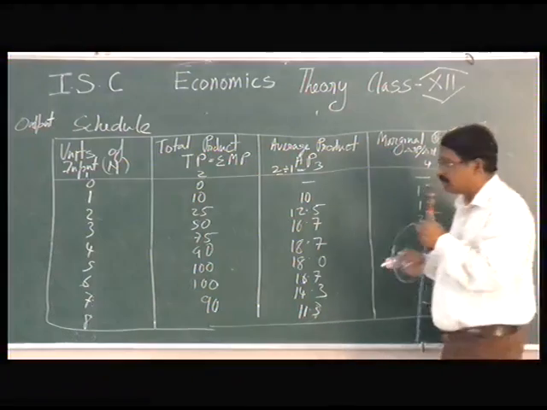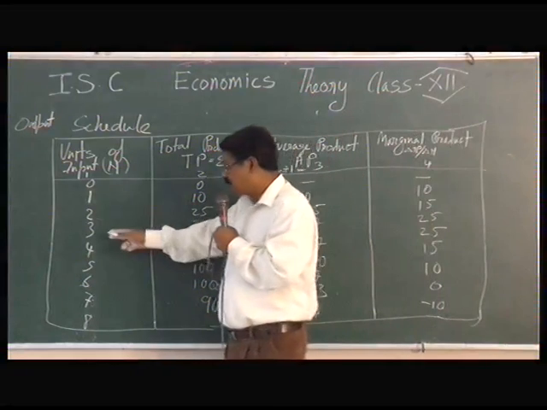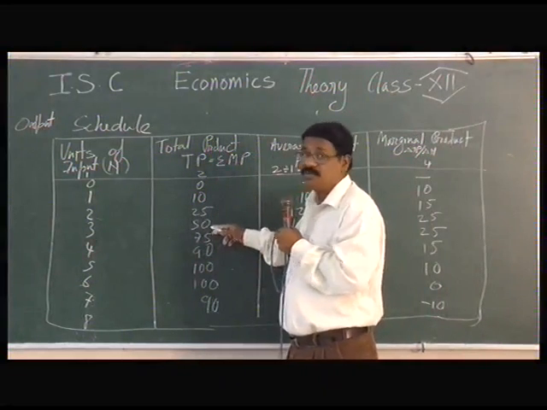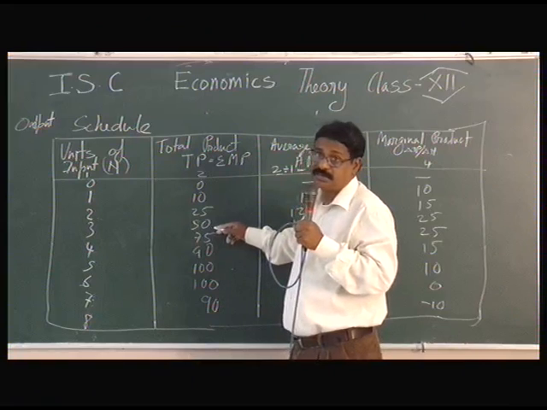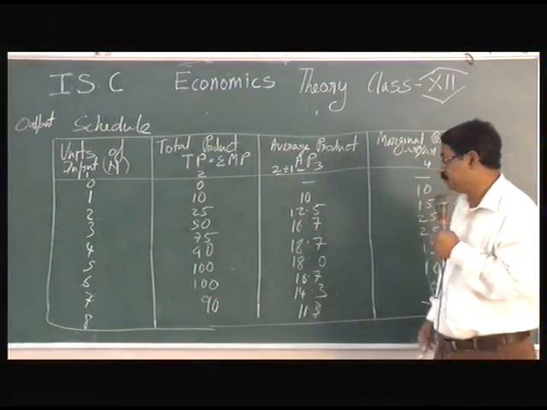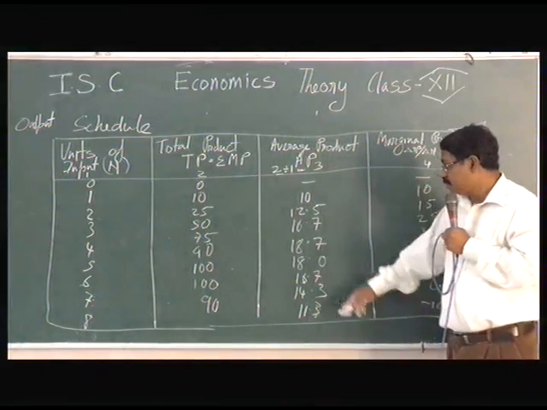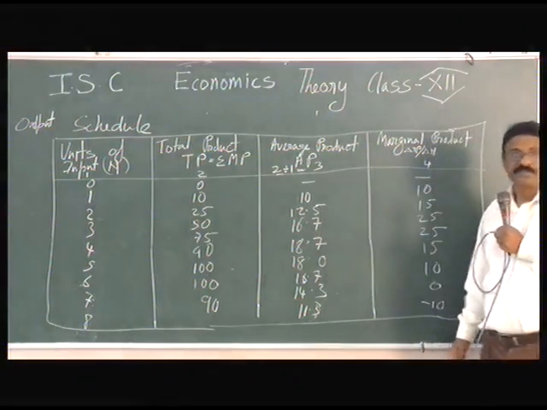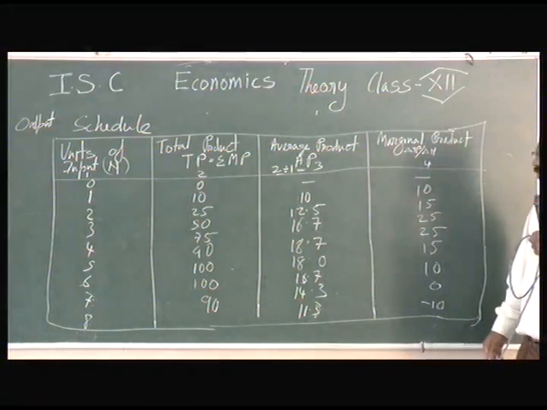Now comes the third labor. When the third labor joins, total product increased to 50, from 25 straight away doubling itself to 50. So the average becomes 16.7, that is 50 divided by 3.